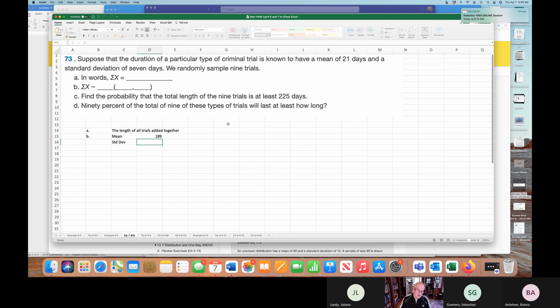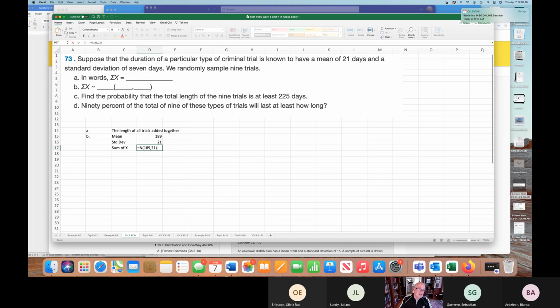Okay. So it's equal to, and this should be pretty easy, the square root. And how many trials did we have? 9. That's a nice square root, should be 3 times, and then where is it? 7 days, because remember they wrote it in words here for some reason. So that will be 21. So the sum of x will have what? This kind of distribution. It will be distributed normal, 189, comma 21.